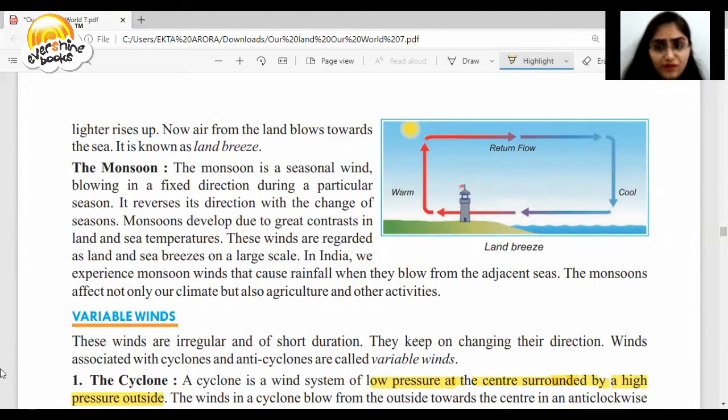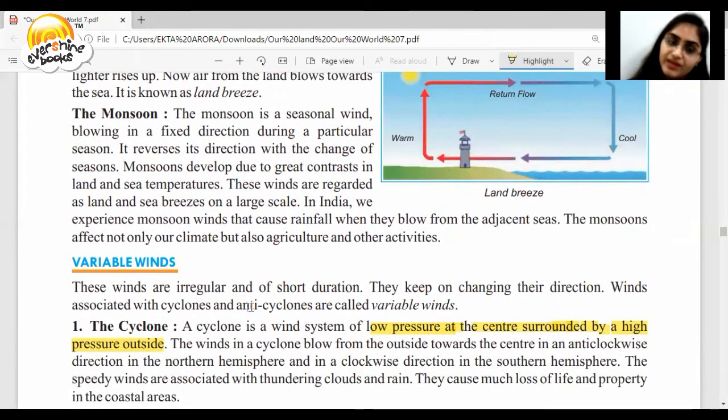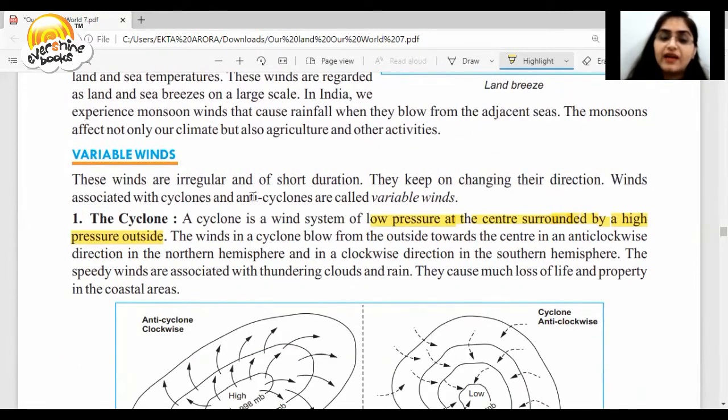Now, there are different types of winds. Variable winds. Planetary winds we read, now variable winds. These winds are irregular and of short duration. They keep on changing their direction. Winds associated with cyclones and anticyclones are called variable winds.